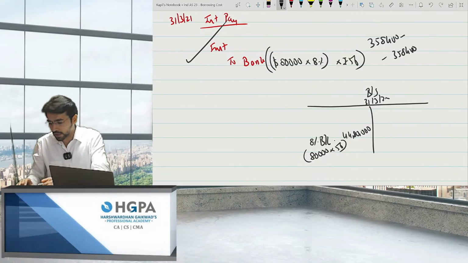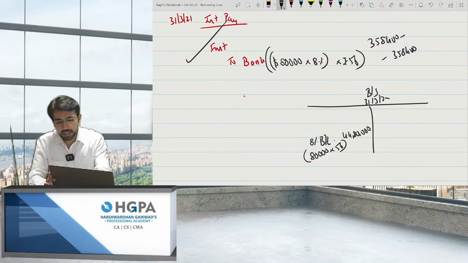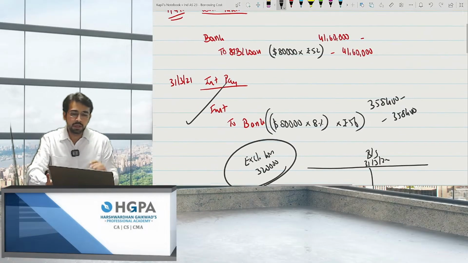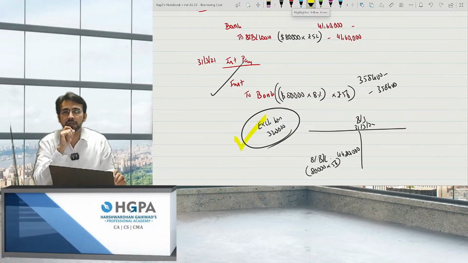So what was the total loss? You took a loan of 41,60,000 and now you have to pay 44,80,000. That means, can I say there is an exchange loss of 3,20,000? The answer is yes. Now, Ind AS 23 says that I will give you an option to capitalize this also, not completely, but up to a certain extent.